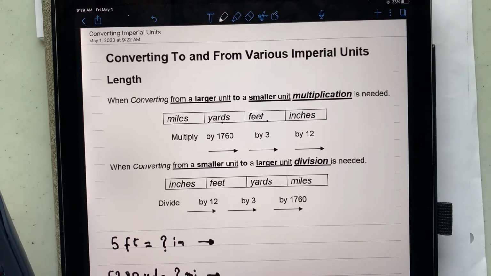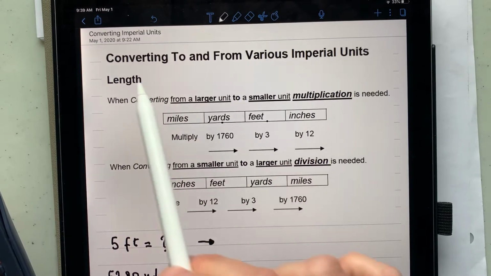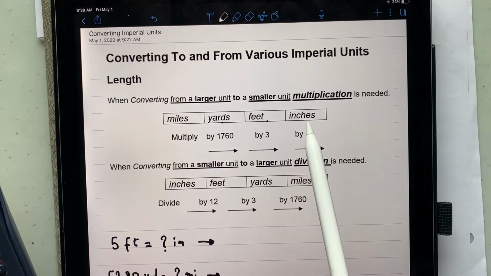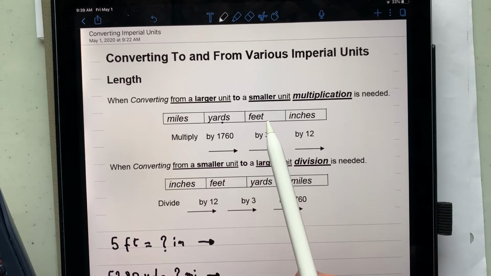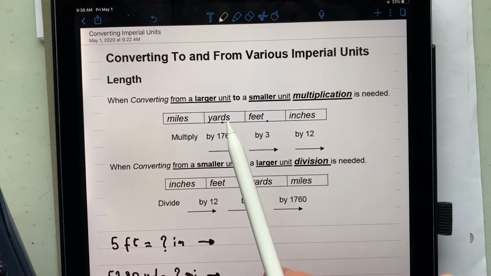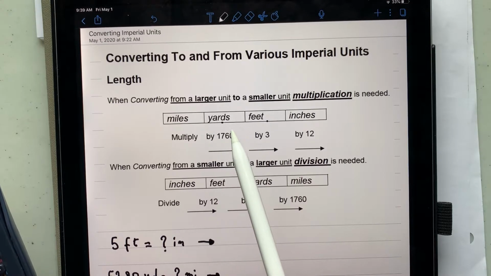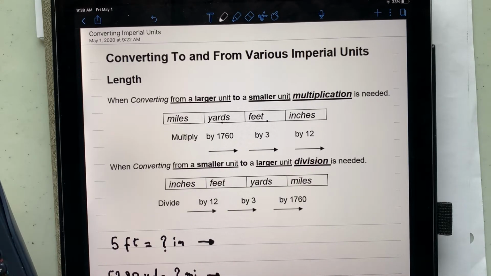How do we convert from different imperial units? So let's start talking about length. Okay, we know that for length we have inches, and there are 12 inches in a foot. There are feet, and there are 3 feet in a yard. And there's yards, and we got 1760 yards in a mile. We don't use that one very often, but there it is.